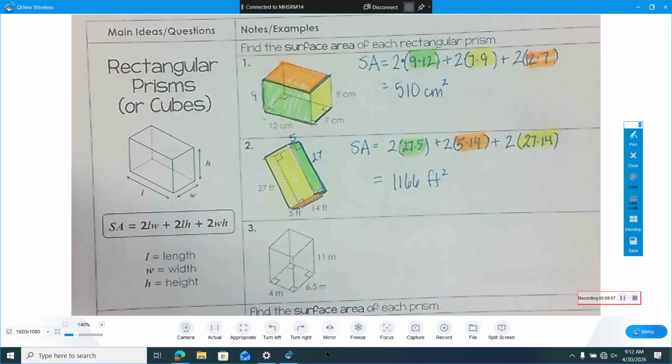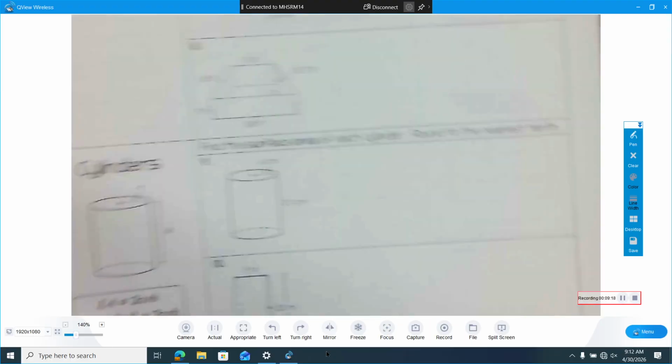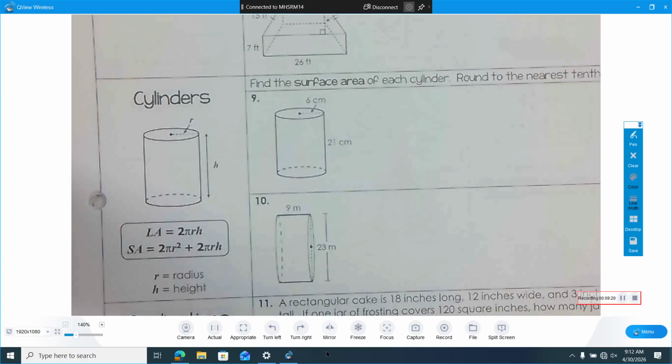Okay, are you okay with that? Okay. All right. Turn the page. We're going to look at cylinders also.